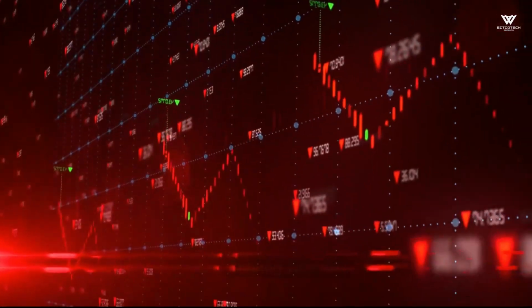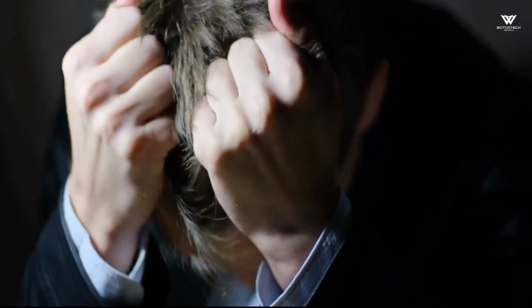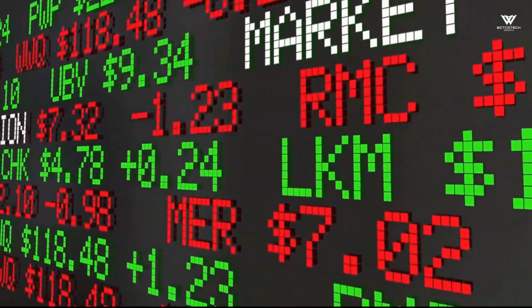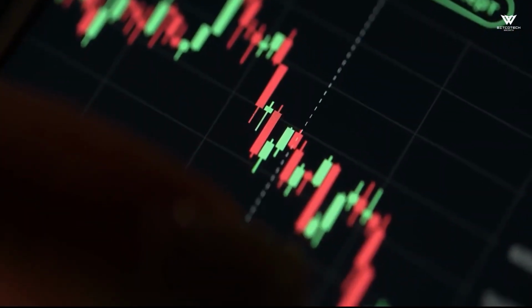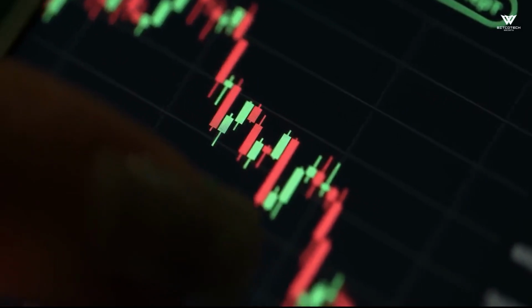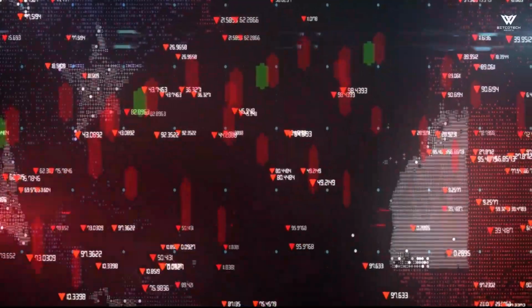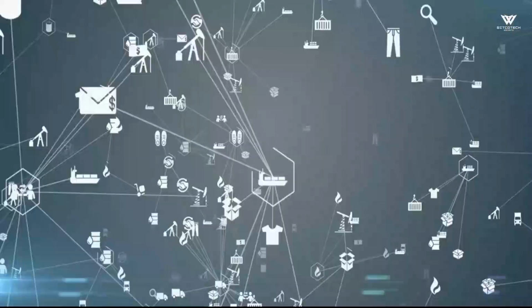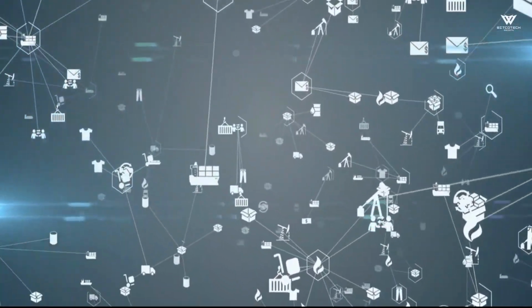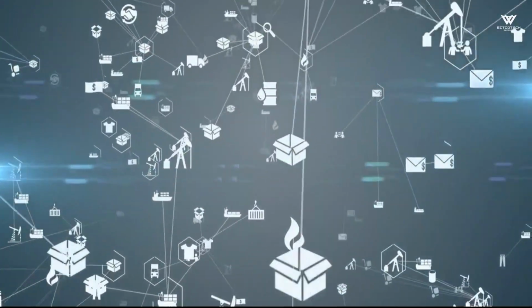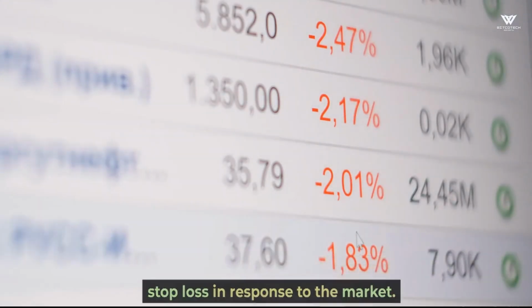Trailing stop-loss. The stop-loss value will adjust according to the crypto asset's price fluctuations. The trader sets a trailing distance, which is the difference between the current asset price and the stop-loss value. If the price of the cryptocurrency rises, the stop-loss value will rise with it. When the price drops, the stop-loss value will not change and a stop-loss order will be triggered if the stated value is reached. This has an advantage over set stop-loss orders since it allows the trader to cap the maximum loss regardless of how far the trends have gone in their favor. What's more, this frees the trader from having to manually adjust stop-loss in response to the market.